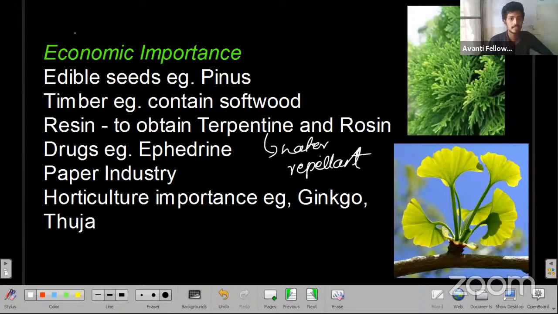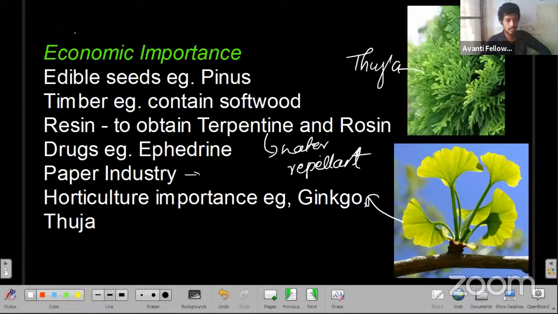A drug called ephedrine is extracted from this, and some are used in the paper industry. Some have horticultural importance, like ginkgo, here you can see, and thuja. Probably most of you have this plant in your school. Thuja and ginkgo also have horticultural importance.